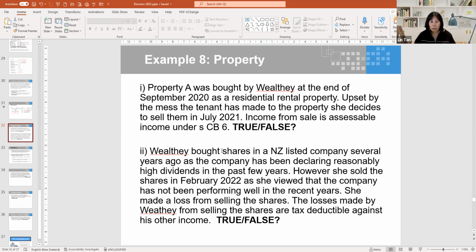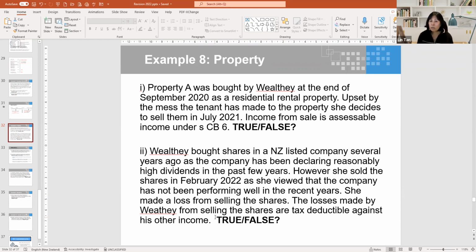Second part is about shares, right? So property A is about land. Now we are moving on to shares, which is personal property. This person bought shares because they've been doing pretty well and the person has been deriving good dividends. And then she decided to sell them because the company is not performing well and she made a loss. And the statement is the losses from selling the shares are tax deductible against his or her income. Right? I think this one should be changed to her income, but it doesn't matter.